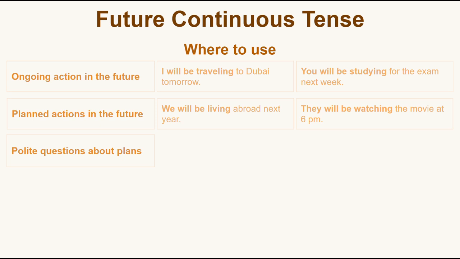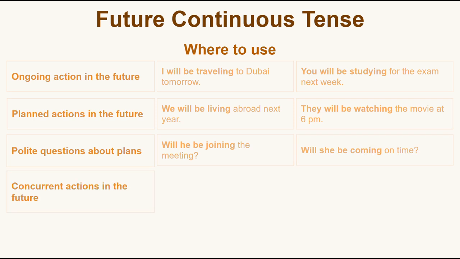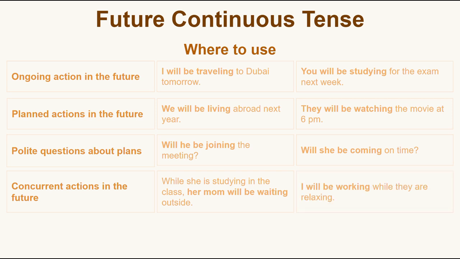Polite questions about plans. Will he be joining the meeting? Will she be coming on time? Concurrent actions in the future. While she is studying in the class, her mum will be waiting outside. I will be working while they are relaxing.